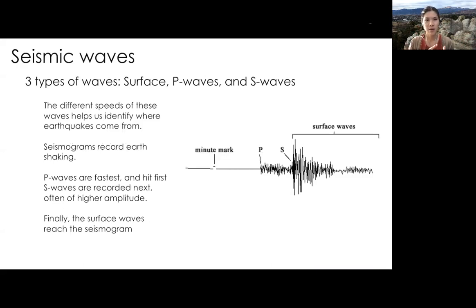But the main reason I wanted to talk about these, aside from hazards, is that they help us identify where the earthquake is coming from. So the earthquake waves will arrive, usually P wave first, then the S wave, and then the surface waves, just based on their different speeds. And because they have different speeds, we can use that to figure out how far away the earthquake is from a seismometer.